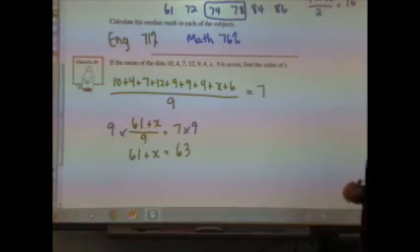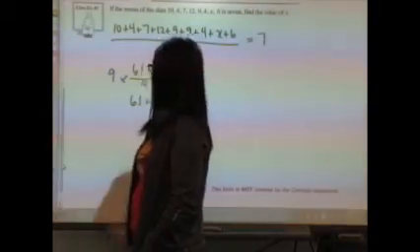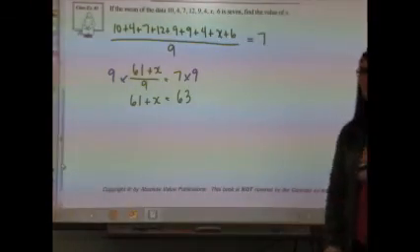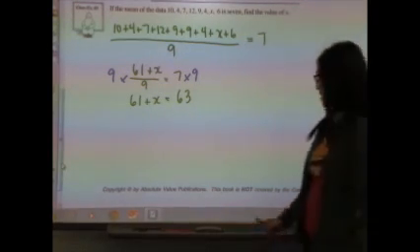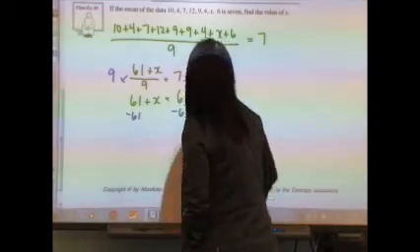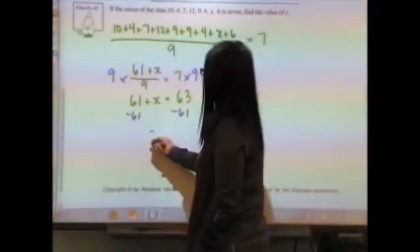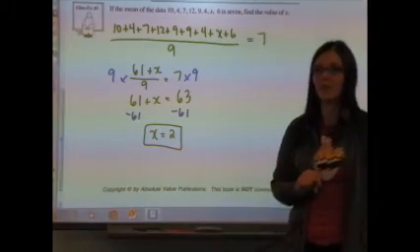How do I get x by itself? So how do I get rid of the 61? Minus 61. And what is 63 minus 61? So there's the value of x.